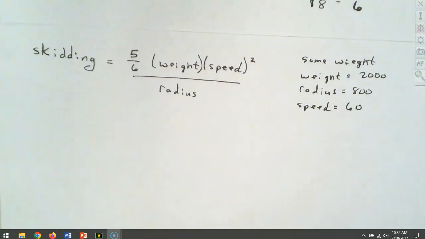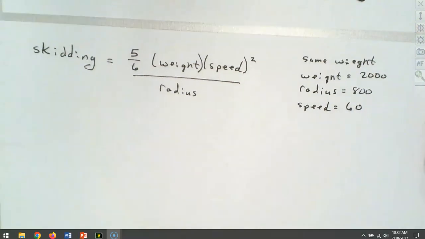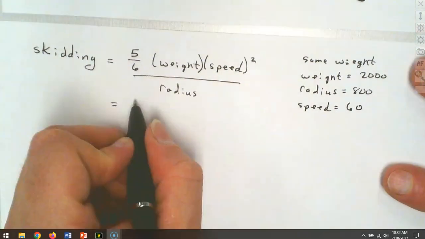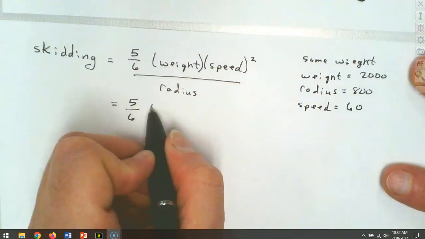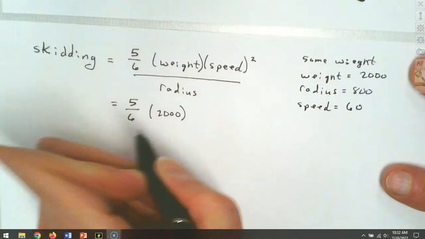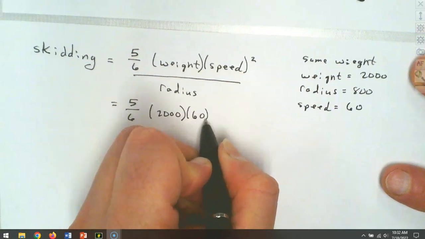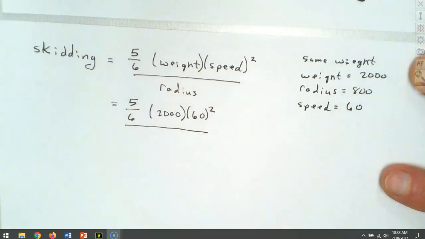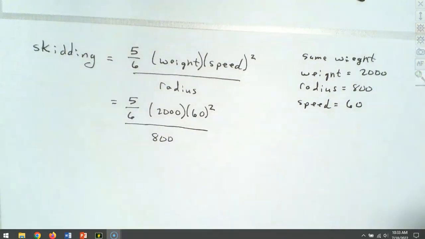When you square 2, 2 squared is 4. So it's 4 times as much. Now the radius went up some. And when the radius goes up, that decreases the force, but not nearly as much as the speed because the speed is squared. So now we can just plug our values in. And we have 5/6 times the weight, which is your 2,000, times the 60 squared. And that's all going to be over 800. And that's going to be the force needed to keep the car from skidding.